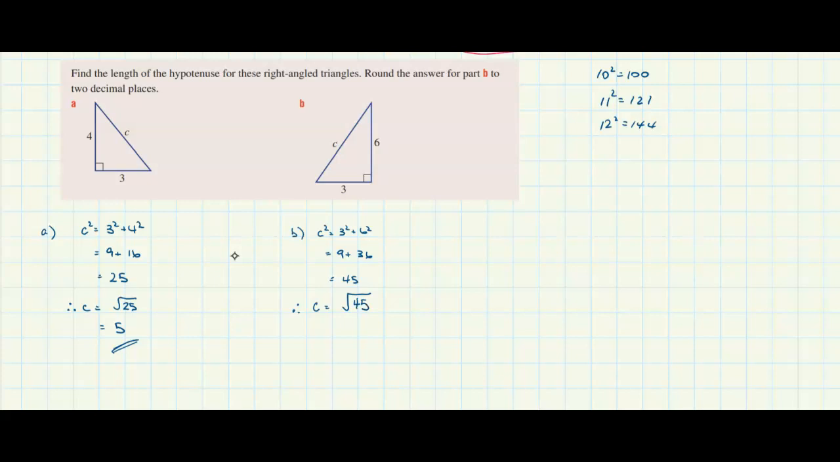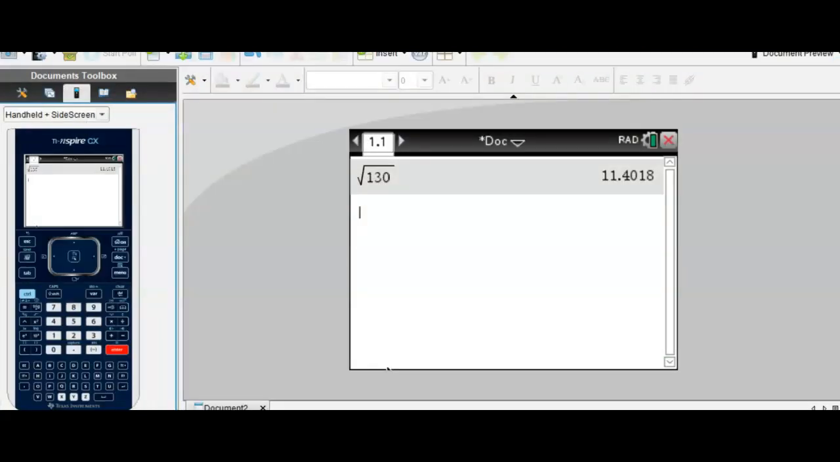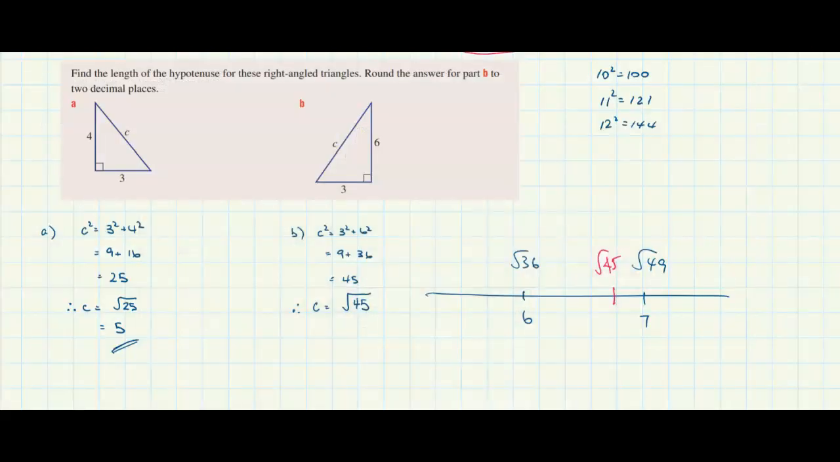Now that is not a whole number, because I know that 36 is 6 squared and 49 is 7 squared. So it's somewhere between 6 and 7. On the number line, we would have 6 here and 7 here. That is the square root of 36, and that is the square root of 49. So in here somewhere is the square root of 45. We need to get our calculators out and find out what the square root of 45 is. I'm going to hit my square root button, punch in 45, hit enter. I've got 6.7082.